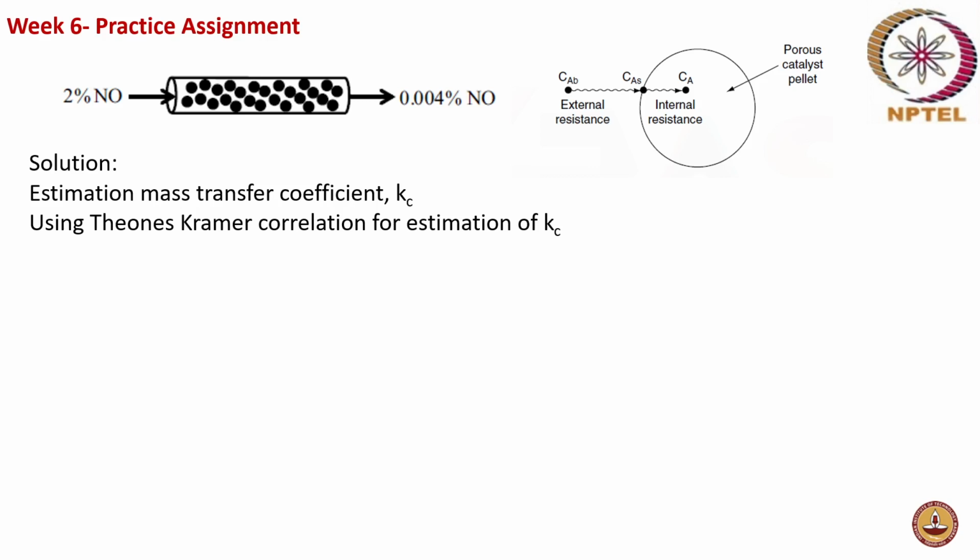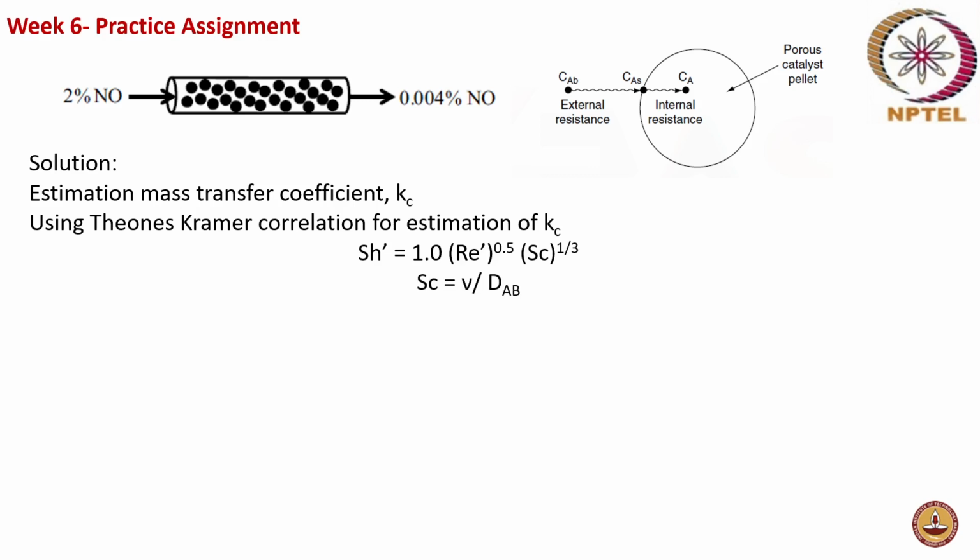mass transfer coefficient Kc. So what is the Thoenes-Kramers correlation? It is given by: modified Sherwood number is equal to 1 into modified Reynolds number power 0.5 into Schmidt number power 1 by 3. Now let's start calculating. In order to find your mass transfer coefficient, first of all we have to find the Schmidt number, the Reynolds number, and then the modified Reynolds number and the modified Sherwood number.